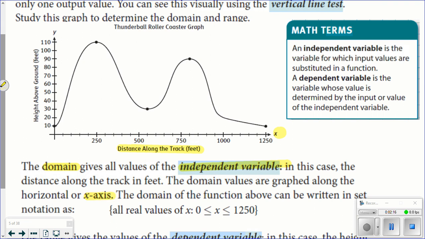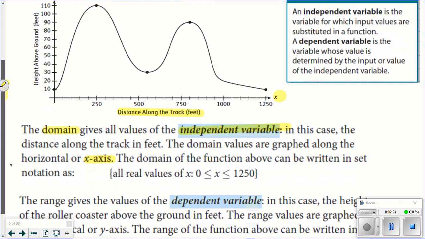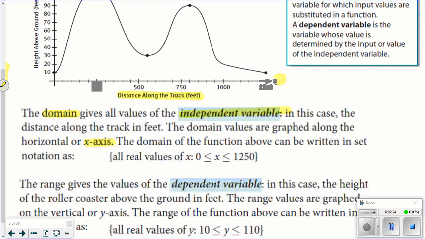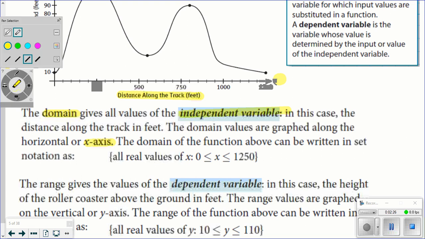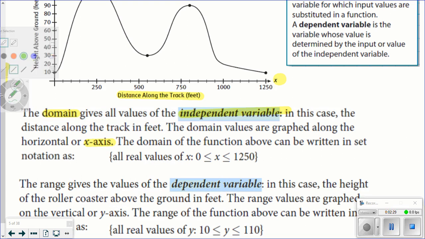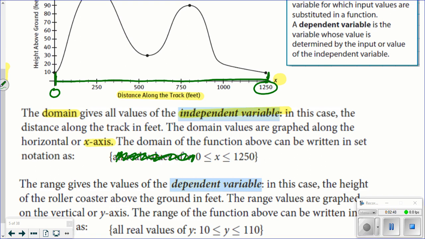The domain of the function above can be written in set notation. Remember, set notation means we're using our fancy brackets. Okay, so if I'm looking along my x-axis, horizontally from left to right, I start here at 0, and I go all the way, and I end at 1250. Okay, so we're going to ignore this part when we're writing domain and range. I'm going to cut that out. And we're just going to use fancy brackets.